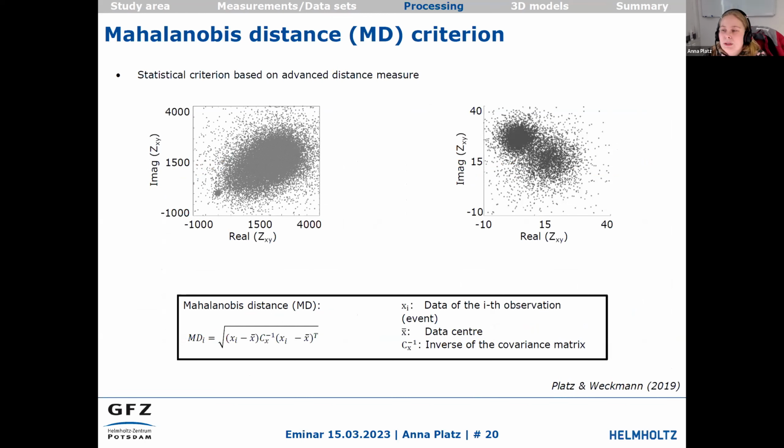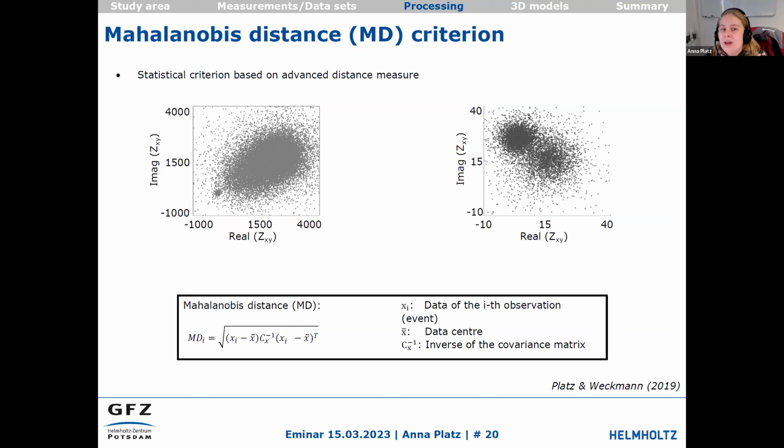Another very important tool which we had to use to improve the data in West Bohemia was the Mahalanobis distance criterion. The Mahalanobis distance criterion is also not new. I developed it during my PhD thesis and already published it in 2019 together with Ute. And if you are really interested in this criterion and how it works, I really recommend to read this paper because there are a lot of examples which show in which cases you can get improvements, but there are also the limitations of this criterion explained in this paper.